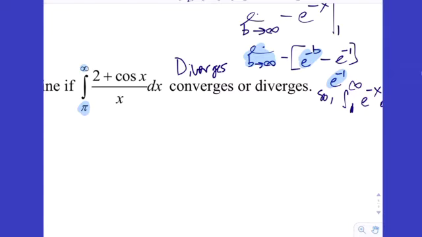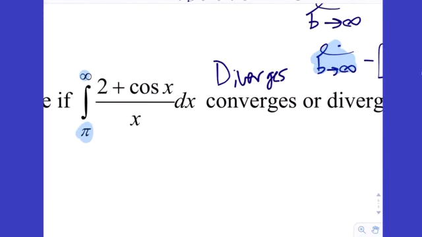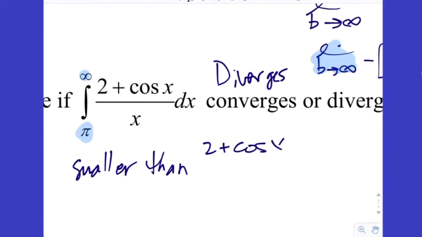All right, so for comparison, I need to find an integral that is smaller than this. Well, if I found one that was bigger, and I said the bigger one diverges, then the smaller one may or may not diverge. I don't know. I need to find one that is smaller. If I can find one that's smaller and say the smaller one diverges, then anything bigger than divergent has to diverge. So I want to find one that is smaller than 2 plus cosine of x over x.